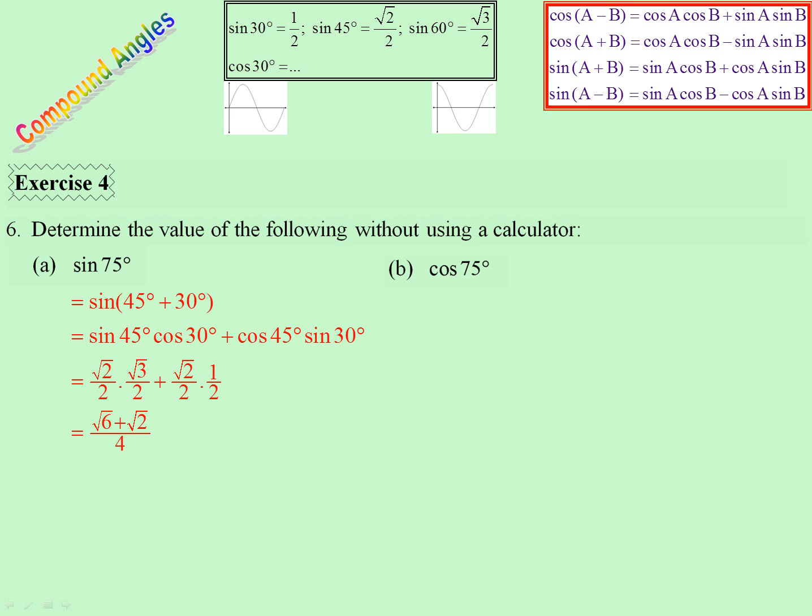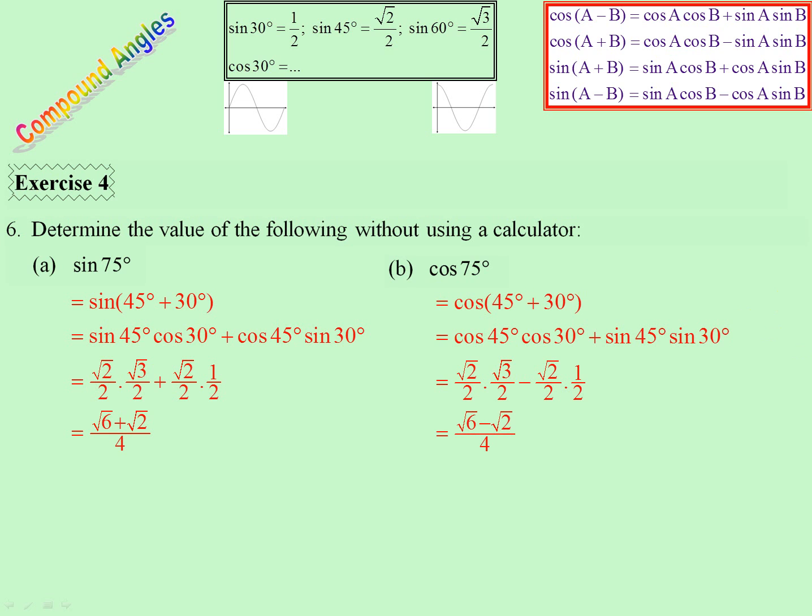B, cos of 75. Same process. 45 plus 30, compound angle. That should be a minus. Oh dear, it's back to a minus. Typing error, typo, sorry. And that gives us our answer.